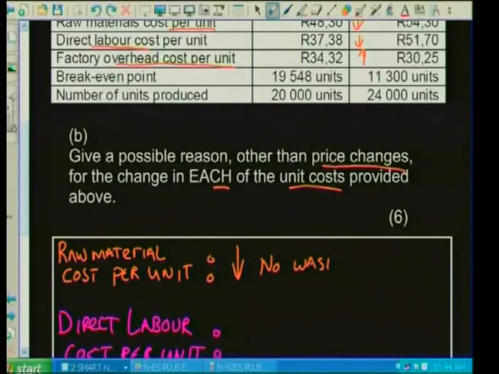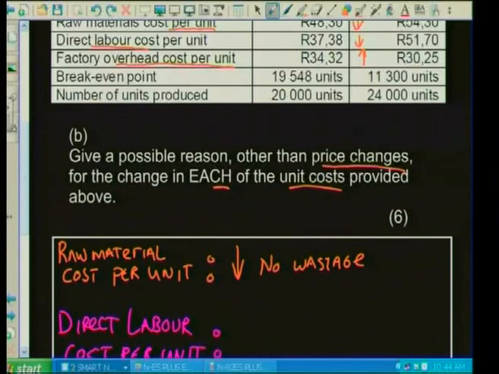So one of the possible reasons, as I've just explained, is that there could have been no wastage of raw materials, and they could have been used efficiently. The raw materials, in other words: no wastage, used efficiently.